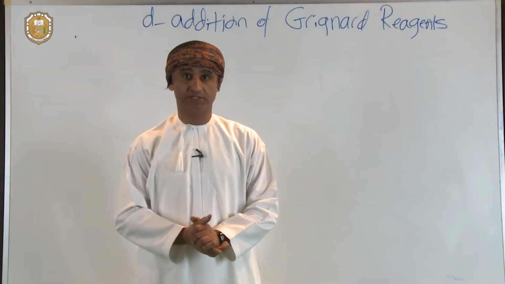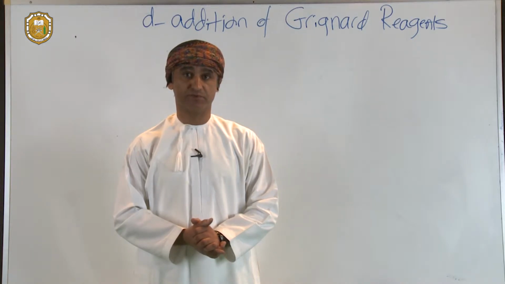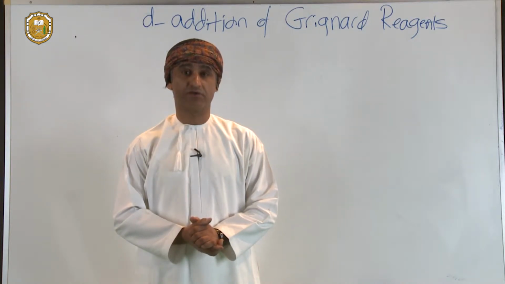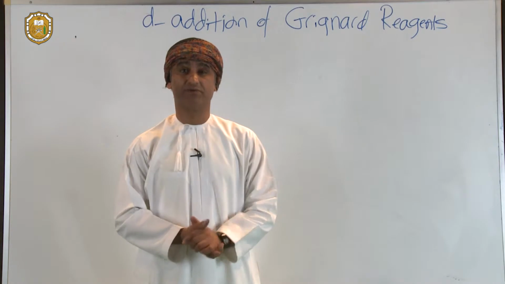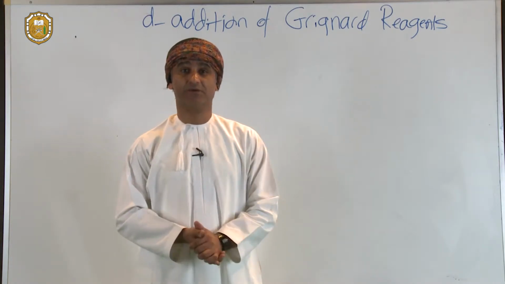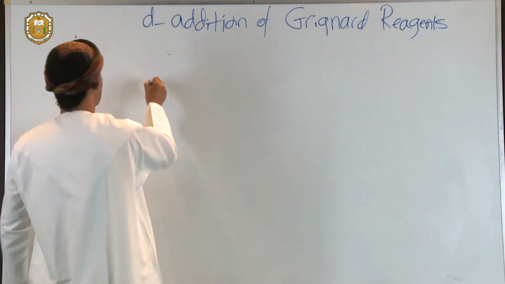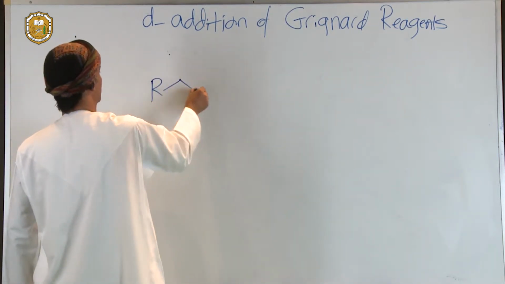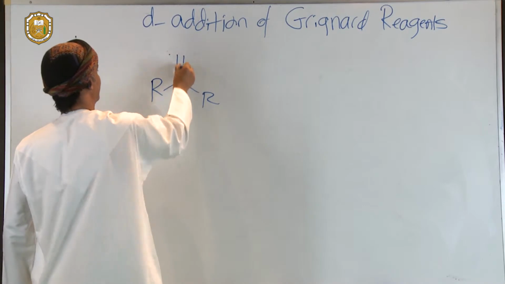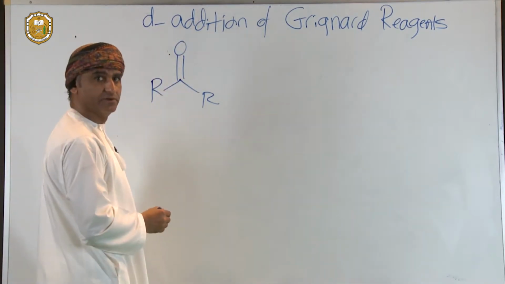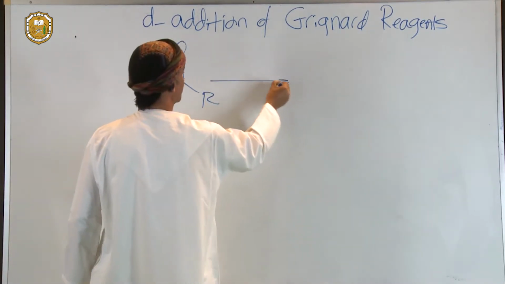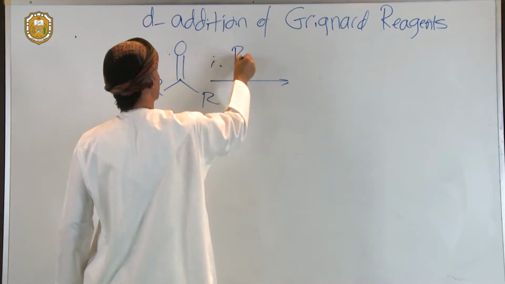Grignards do not only react with aldehydes to give the corresponding secondary alcohols. Grignards also react with ketones. Grignards also react with formaldehyde. So let's draw general representations of these reactions. So this is a ketone. That's a ketone. We can react this ketone with a Grignard reagent.